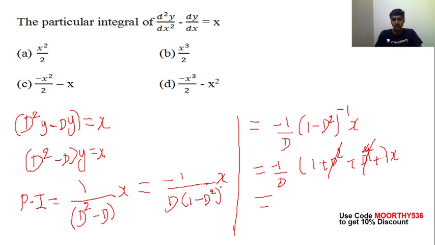Minus D, we took this D outside. Now expand. Multiply the x inside. We are multiplying the x, we are getting only x minus x divided by D. So we have to expand this formula here.